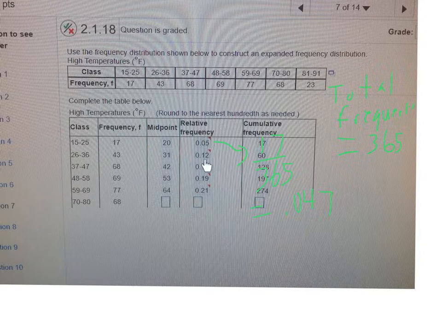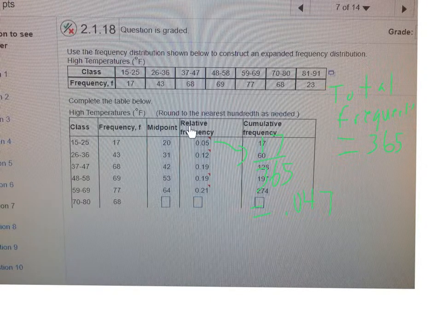I noticed you were missing the relative frequency here, and that's what you mentioned you were having problems with. I guess it's the high temperature for the day. So you want to add 17, 43, 68, 69, 77, 68, and 23. That gives you a total frequency of 365, which probably corresponds to the 365 days in a year.